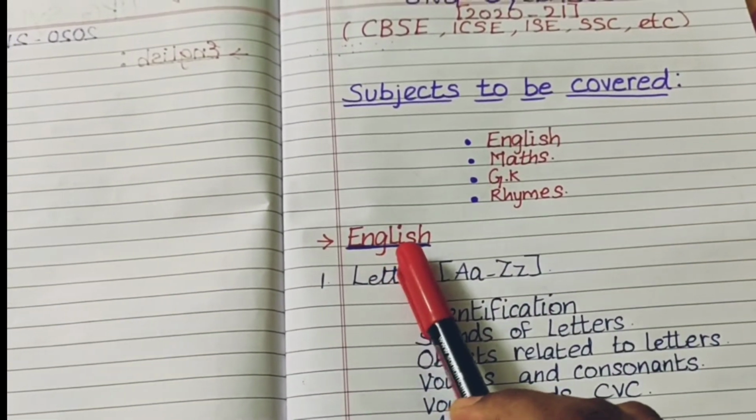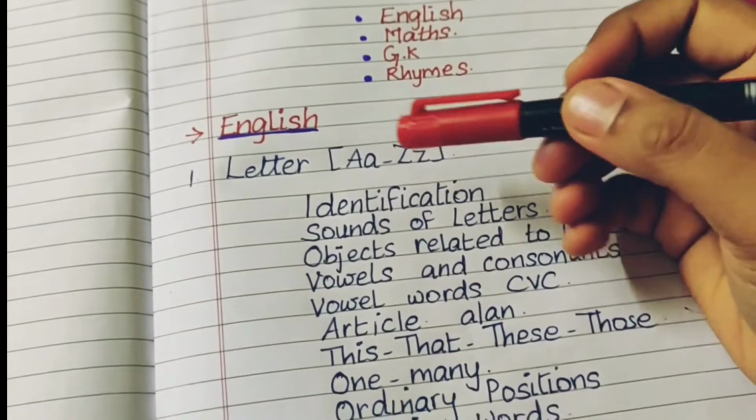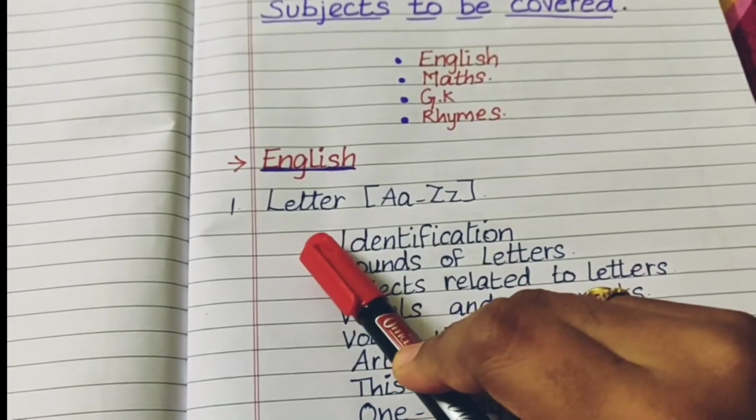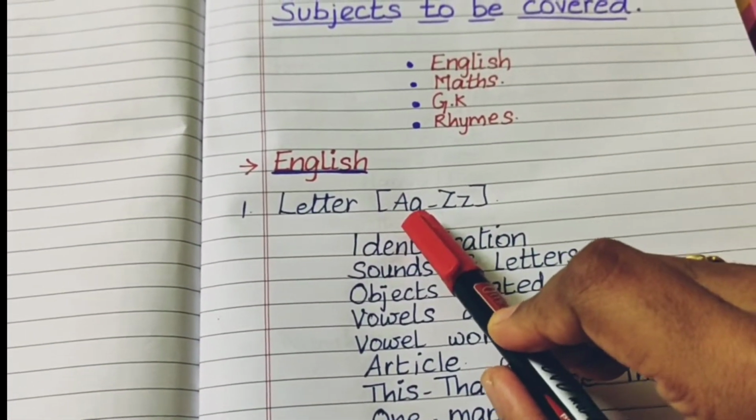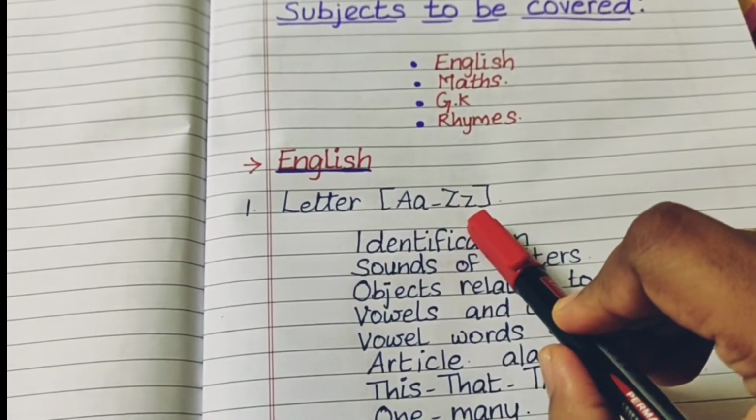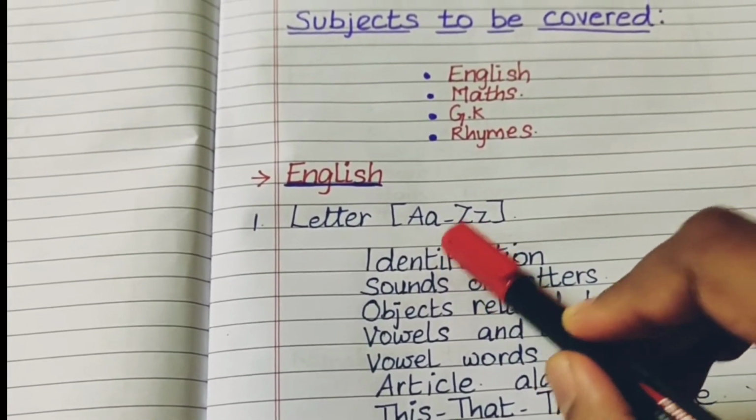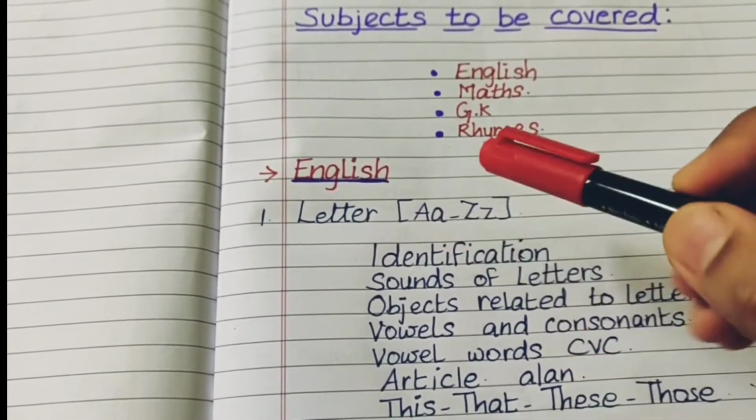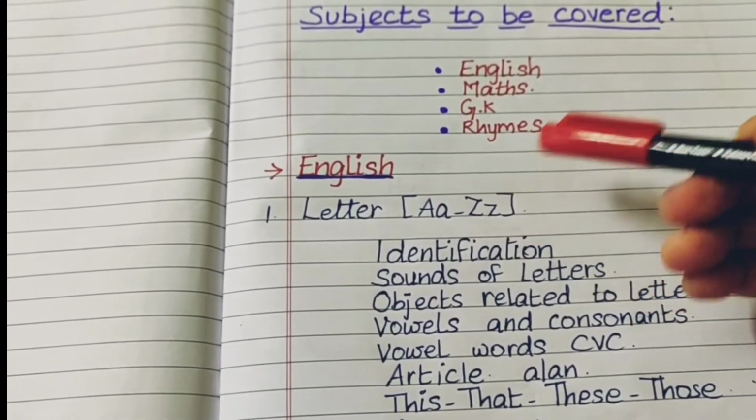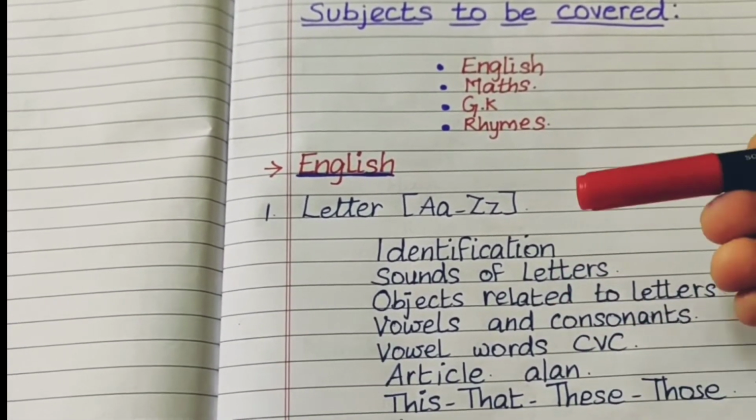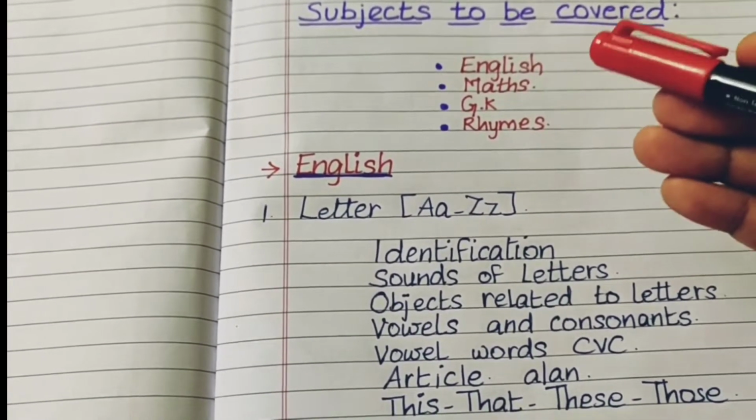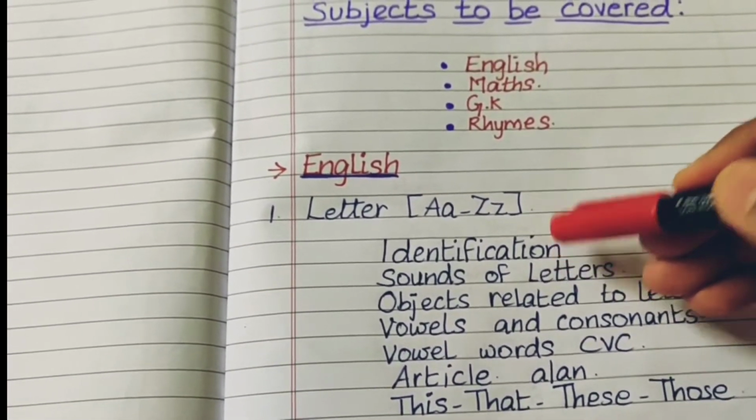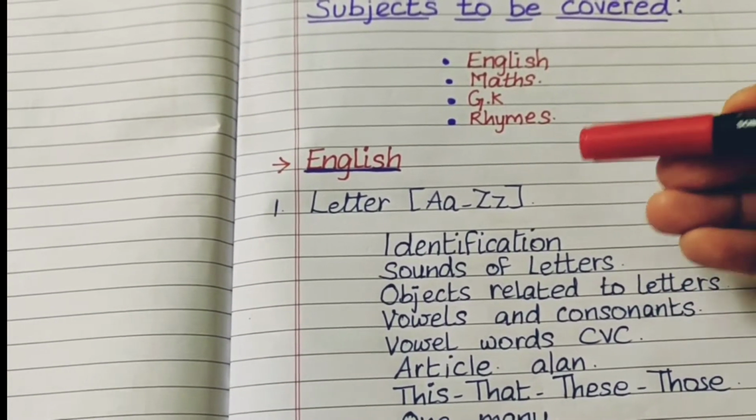The first one is English. In English, the first topic is letter. Letter is none other than alphabets, capital A, small a, till capital Z and small z. In LKG itself, you have to make your child thorough in alphabets, because once they are in UKG, we will be focusing on the phonics and other things like vowels, articles. So your child should be thorough in alphabets. That is the first step, that is identification. You can recap the alphabets when you are starting the UKG portions.